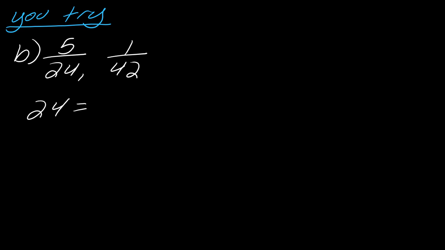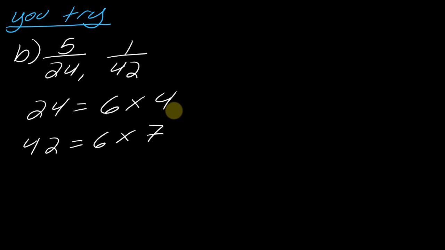So for this one, the largest number that divides into both would be 6. So I can rewrite 24 as 6 times 4, and I can write 42 as 6 times 7. Notice I can tell that I chose the right number because between 4 and 7, there's nothing that divides both of these at the same time except for 1. That's the relationship that you're looking for.